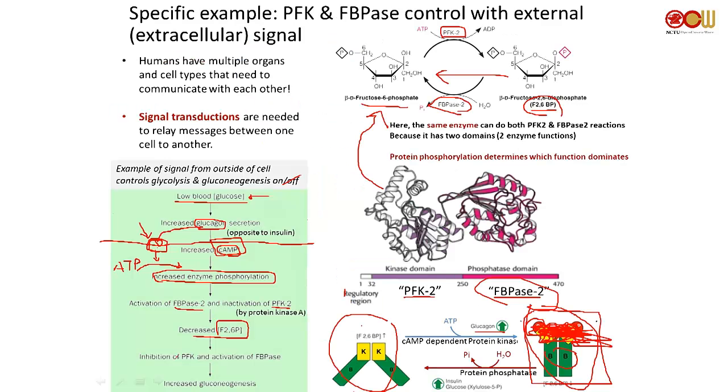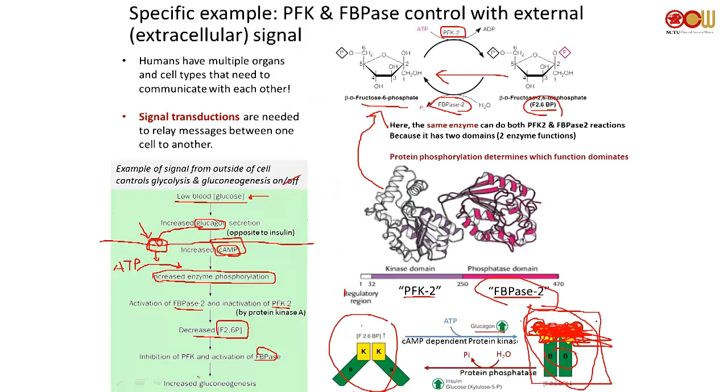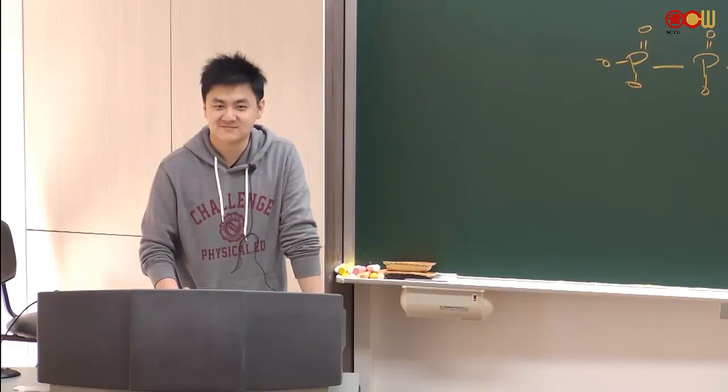And if you do gluconeogenesis, okay, basically you activate FBPase. This is talking about FBPase1, this guy, right? And then you have increased gluconeogenesis activity. Okay? Makes sense, right? Right.